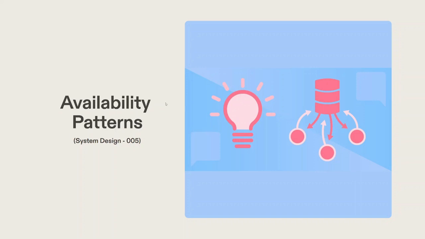In this video, we will talk about availability patterns. In the last video, we covered CAP theorem, where we talked about consistency, availability, and partition tolerance. And in that video itself, we covered consistency patterns. That is nothing but the type of consistencies. That is eventual, weak, and strong consistency. But in this video, we specifically will cover availability patterns.